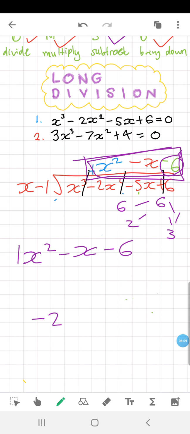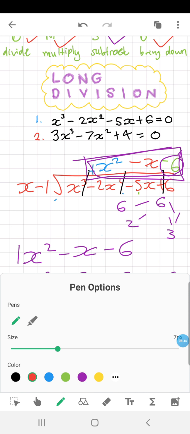So if I say -2 plus 3, it's just going to give me +1, which is not what I want. If I say -2 minus 3, I'm going to get -5, which is still not what I want. But if I say 2 minus 3, then I'll get -1, and that's what I want. So instead of writing -1x, I'm now going to write plus 2x minus 3x minus 6.